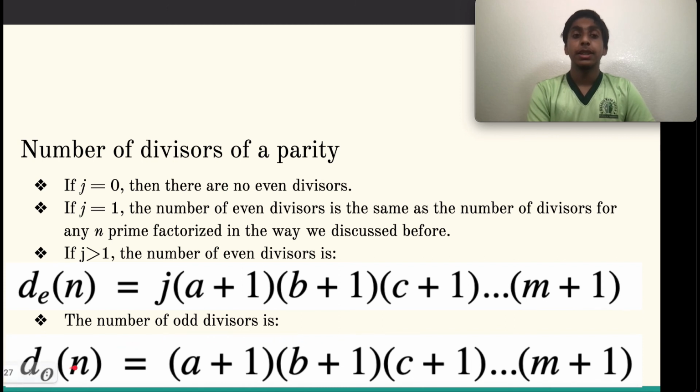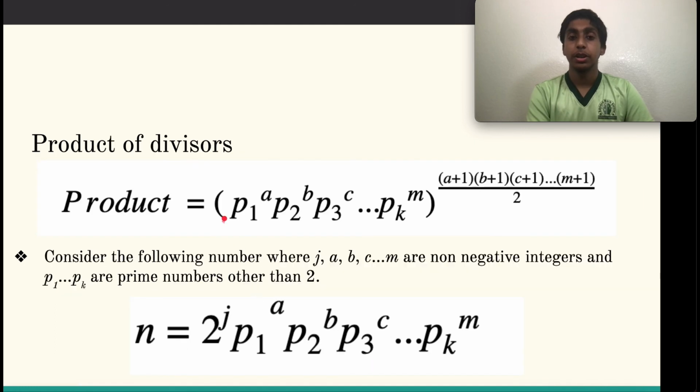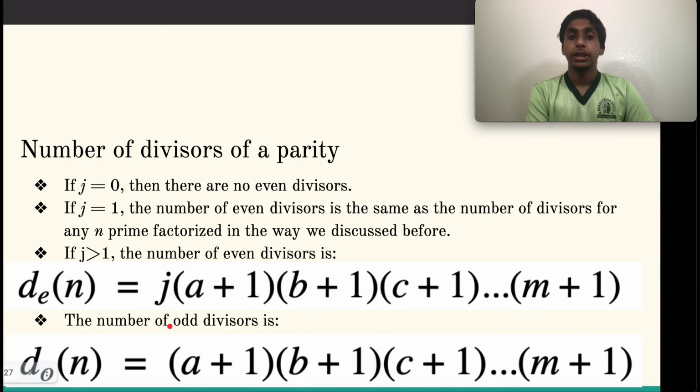And the number of odd divisors is going to be the same thing, just don't multiply the j at the beginning. So again, if you know this first formula about number of divisors, and you know the sum formula and the product one, then you can pretty much find out your other n factorization and the number of even and odd divisors. These are just some formulas that you need to know, but if you spot the patterns in these, it's pretty easy to understand.